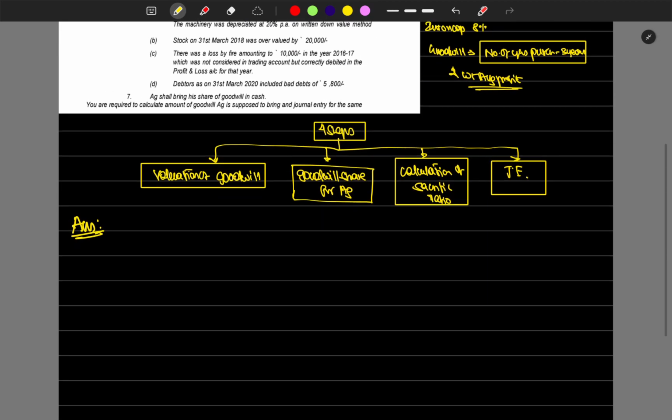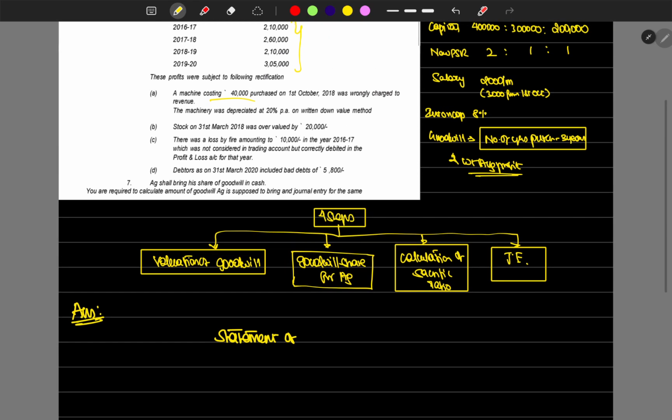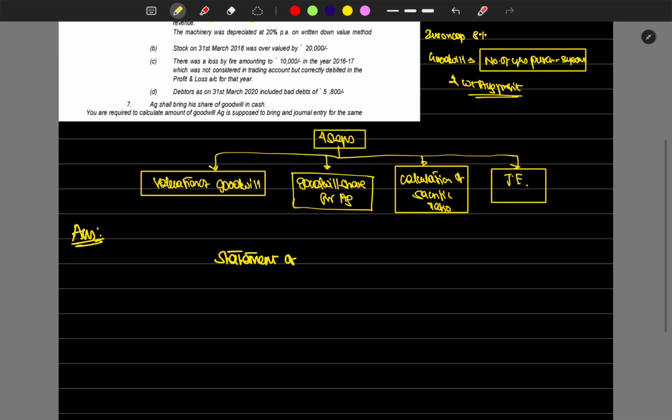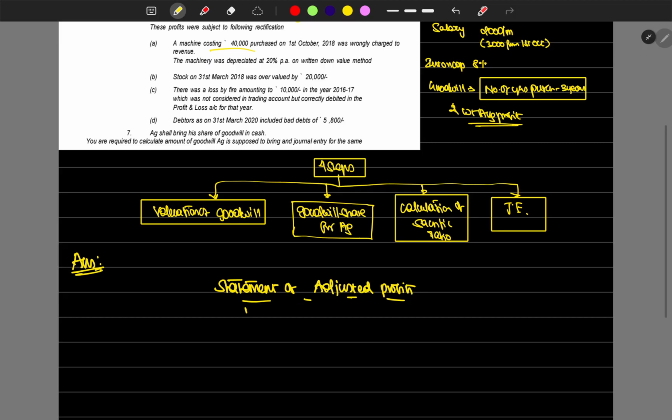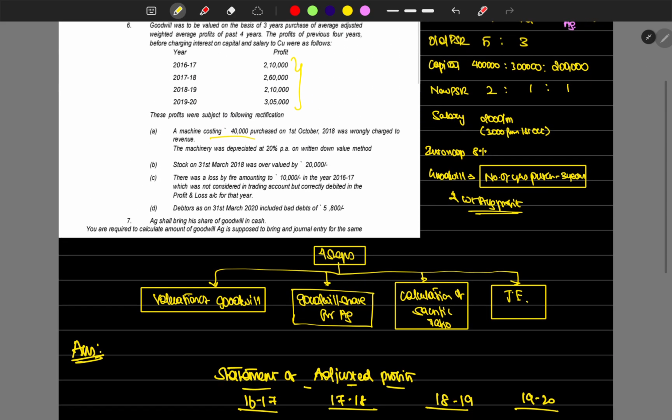Now we are going to prepare the statement of valuation of goodwill. First we need to rectify the profit, so let's prepare the statement of adjusted profits. Adjusted profits will be used for valuation of goodwill. 4-year profits have been given, and rectifications have also been given. What are the net profits, the profit before charging interest on capital?